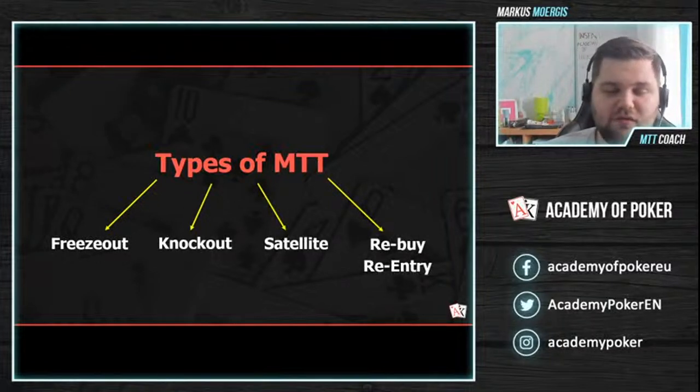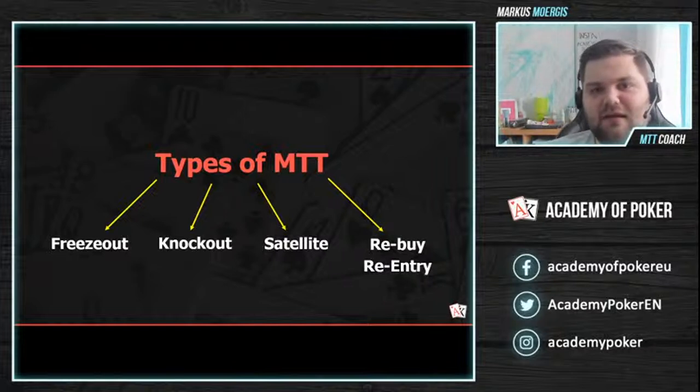You got the freeze out, which is pretty much the normal tournament. You pay your buy-in fee once, you get a chip stack, and you play as long as you have chips. So you either win the tournament or you bust somewhat earlier. If you make it to the top 10 or 15%, depending on the tournament structure, you get some money back, or you even win some money, because you get additional money, more than you have paid, of course. For the knockouts, same type so far.